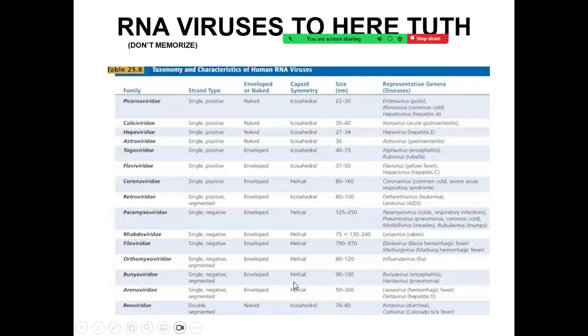We will talk about a few of the virus families. Family Picornaviridae is a very large family of RNA viruses that infect human cells and cause various diseases. The family Picornaviridae is the number one cause of human colds. So most human colds are caused by the RNA family Picornaviridae. Any questions about that? We'll talk about the number two in a little bit.